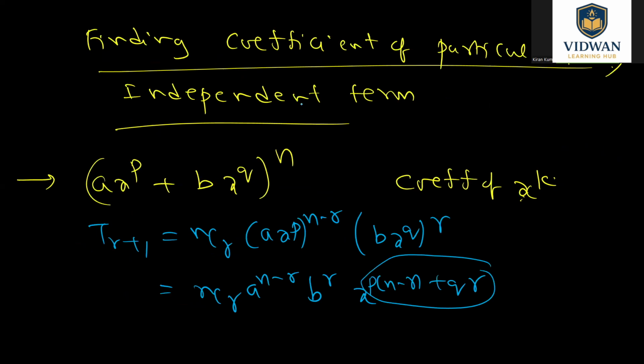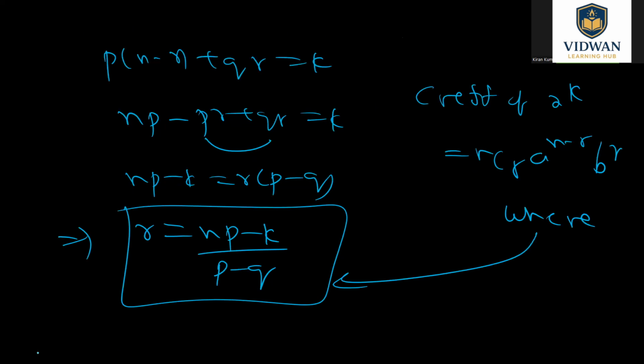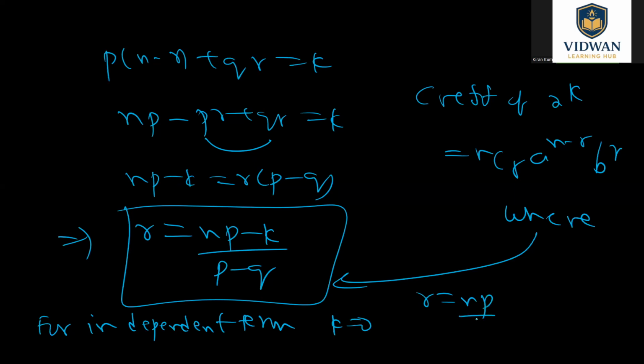If they ask for the independent term, the term without x, then k should be 0. So in case they ask you for the independent term, k is 0. You have to equate the power of x with 0 instead of k. So r in that case will be np/(p - q). That is the only difference. The rest of it is the same. So is this clear?